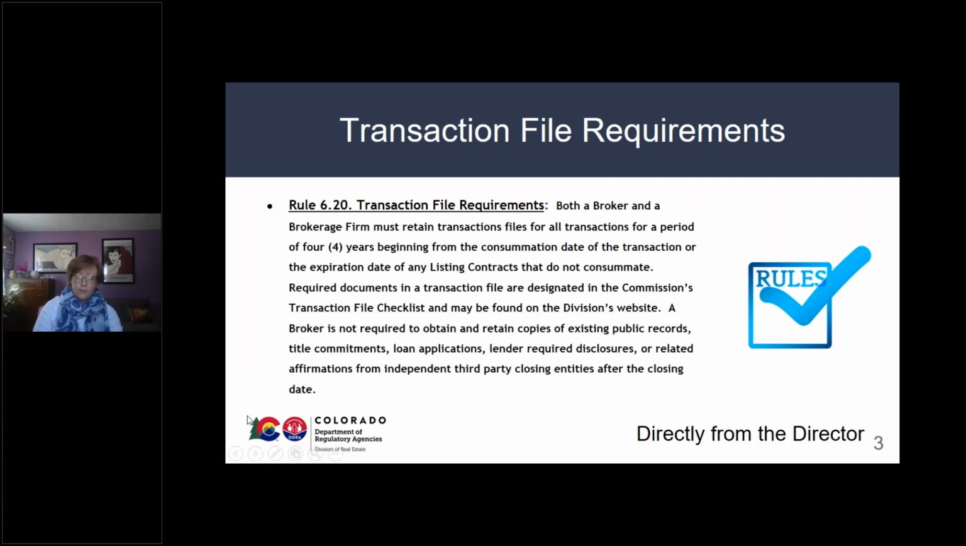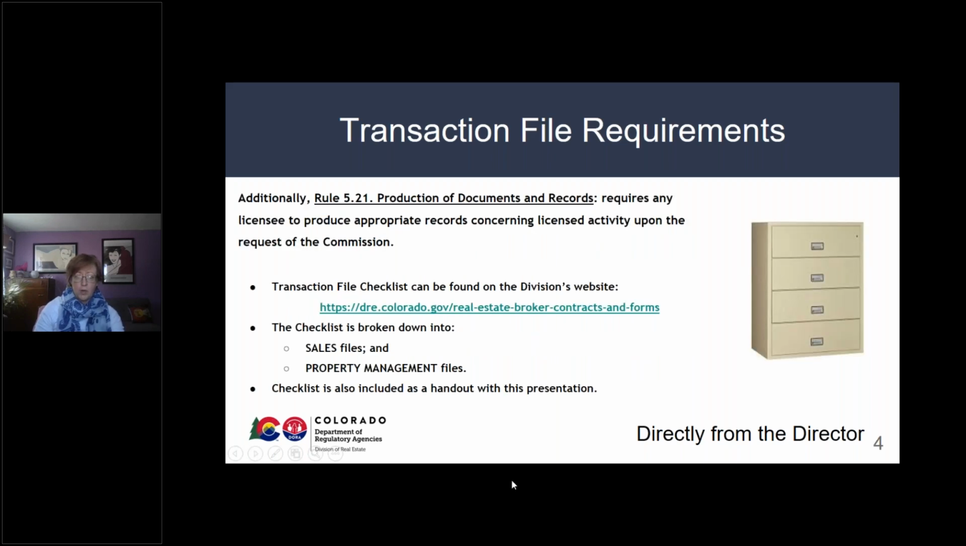So with the 4-year records retention, we have also put together a transaction file checklist, and we've got checklists for sales files and also for property management. And there's an attachment for this meeting so that you can see those checklists. Those checklists are to serve as a guide for you. Each transaction is unique, so not necessarily everything on the checklist is going to be applicable to your transaction file.